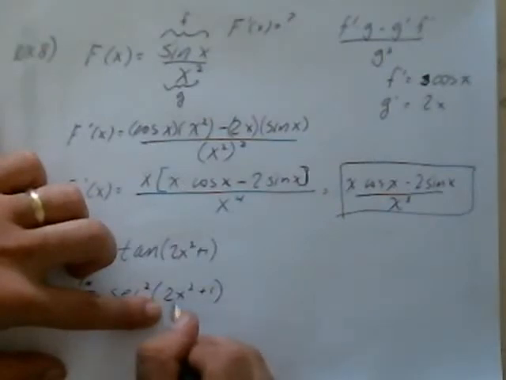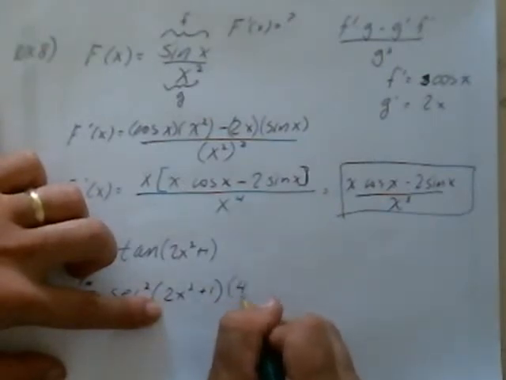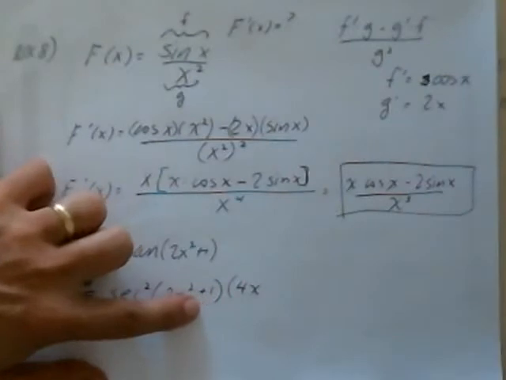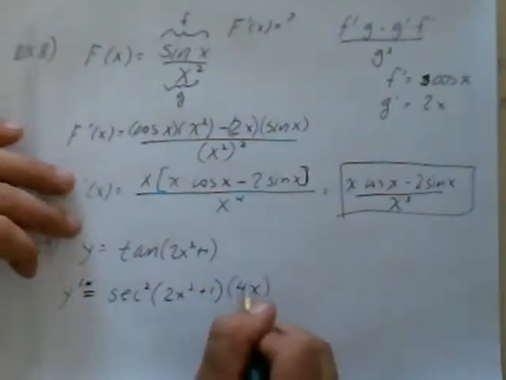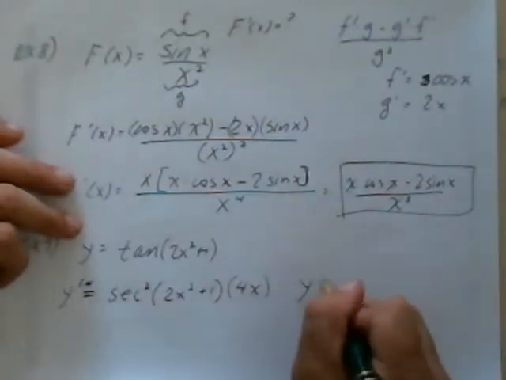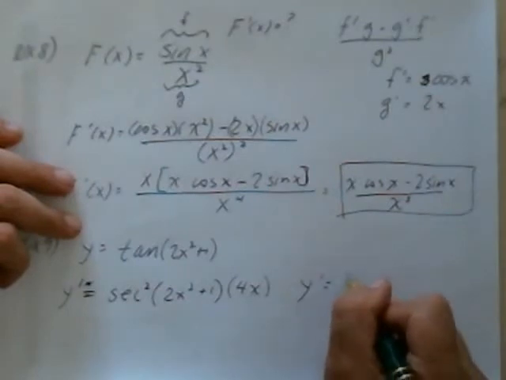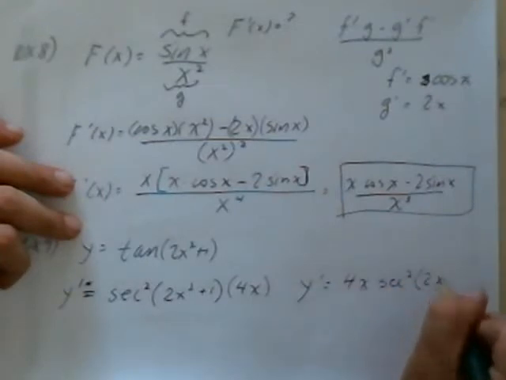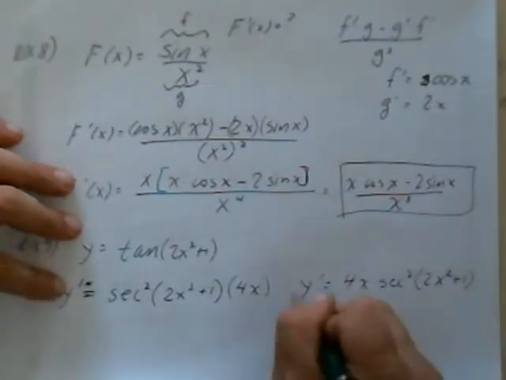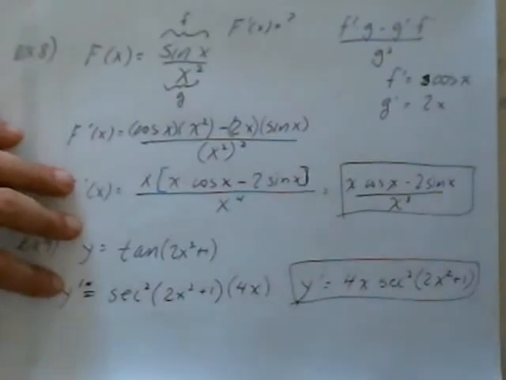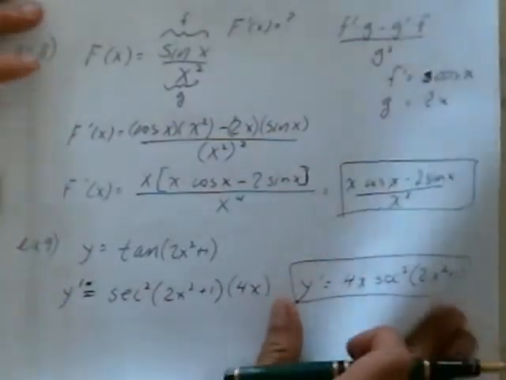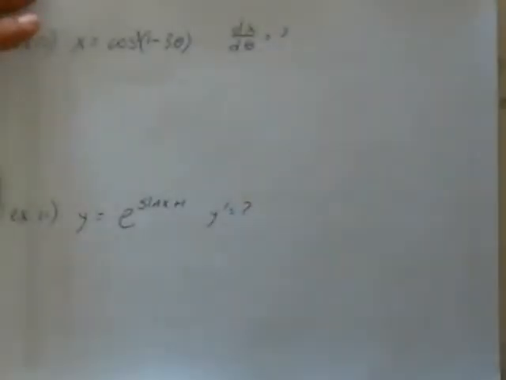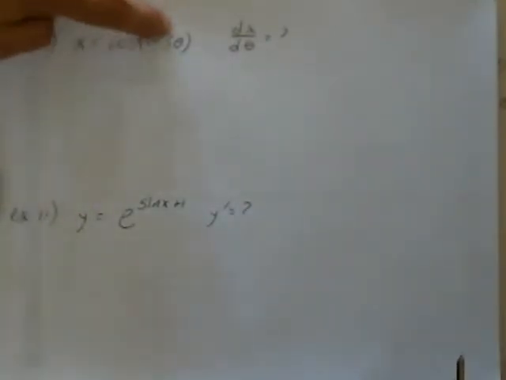The derivative of 2x squared is going to be 4x. And then the derivative of a constant is 0. I like to put this out to the front. So y prime is equal to 4 times x times secant squared of 2x squared plus 1. And there it is right there. Okay. Example number 10. We have x is equal to cosine cubed of 1 minus 3 theta.